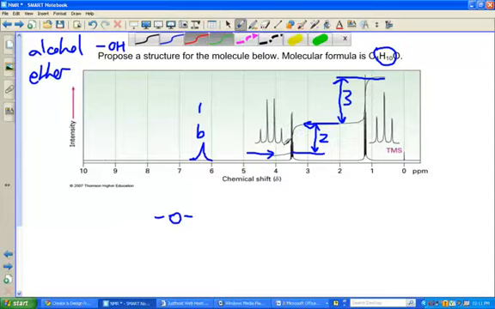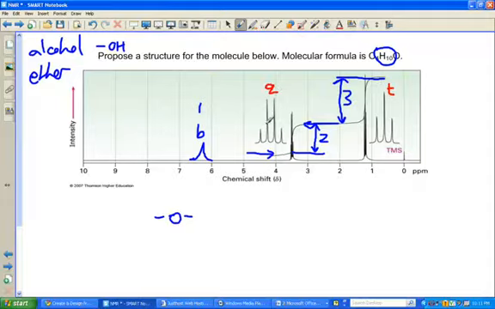Let's look at the first peak. This is a signal that's split into 4 peaks. This is known as a quartet. The naming convention goes singlet for 1, doublet for 2, triplet for 3, quartet for 4, quintet for 5, sextet for 6, septet for 7, and so on and so on. So this is a quartet, just as this is a triplet.